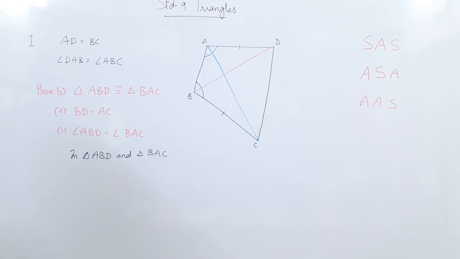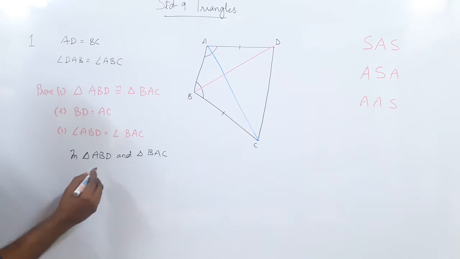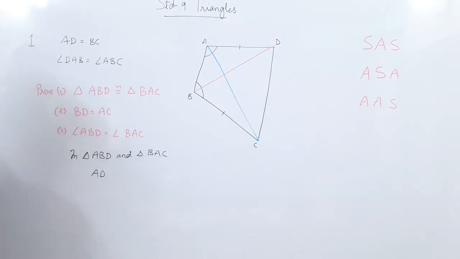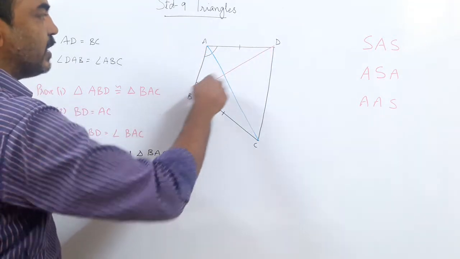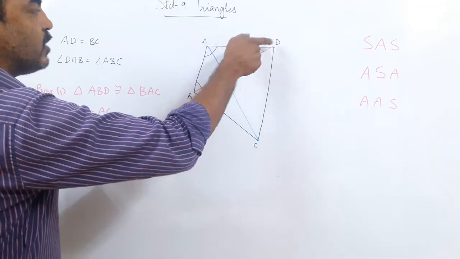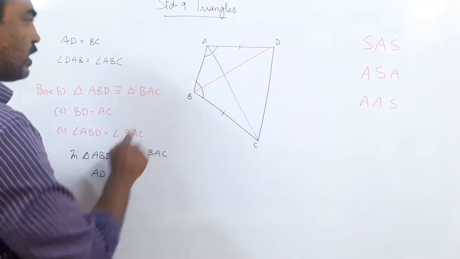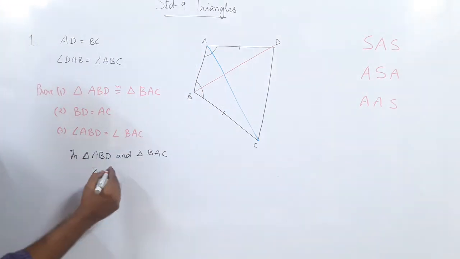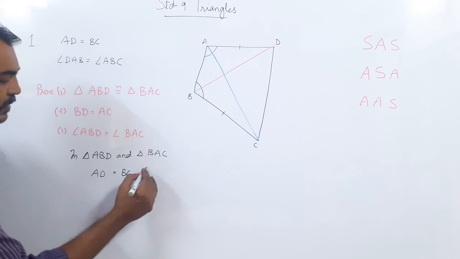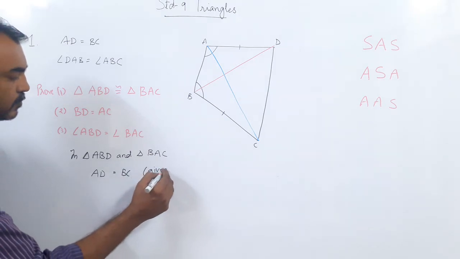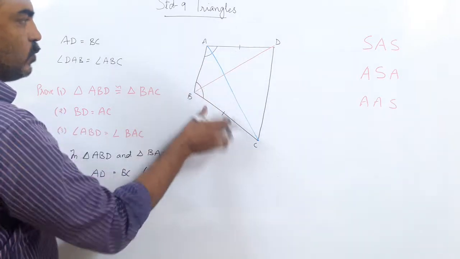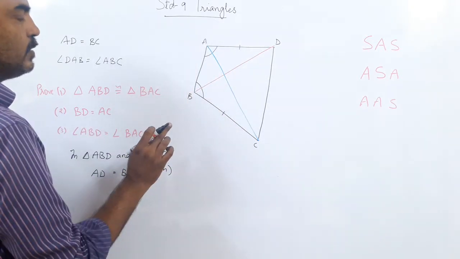Now, what is given? Let me begin. I am given in this triangle AD. See, AD is the side of which triangle? Look at triangle ABD. Can you see triangle ABD? AD is the side of triangle ABD. And look at triangle BAC. BC is the side of another triangle. But AD equal to BC is given to me. So, one side of this triangle and one side of this triangle is given to me equal.